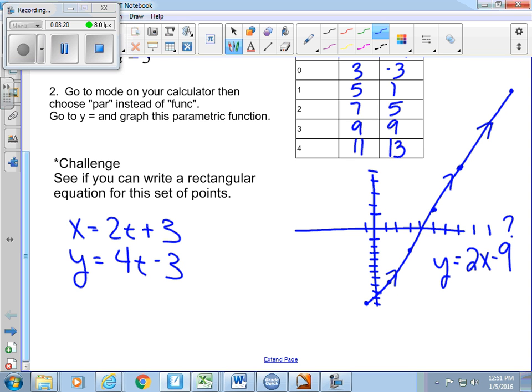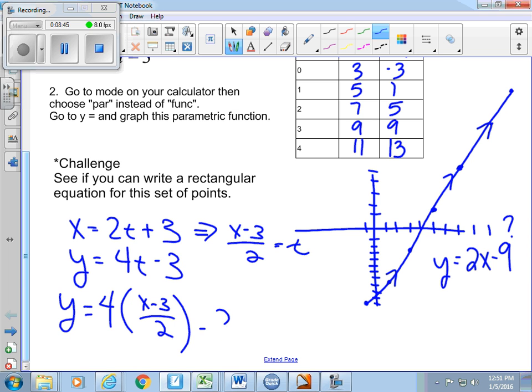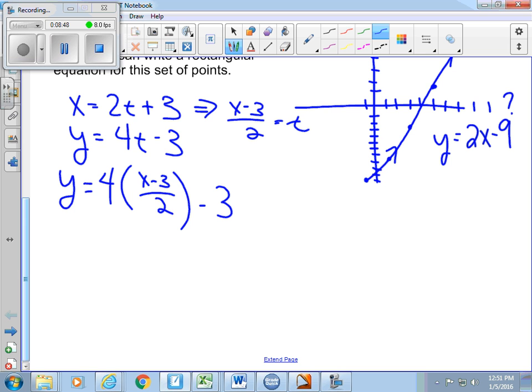To do that, I'm going to use substitution. You can use either of the two equations. Subtract 3. So (x minus 3) over 2 equals t. Does everyone agree? I did that fast, but subtract the 3, divide by 2. I can substitute that in. To simplify, y'all okay with me doing 4 divided by 2 is 2? So I get 2x minus 6 minus 3.